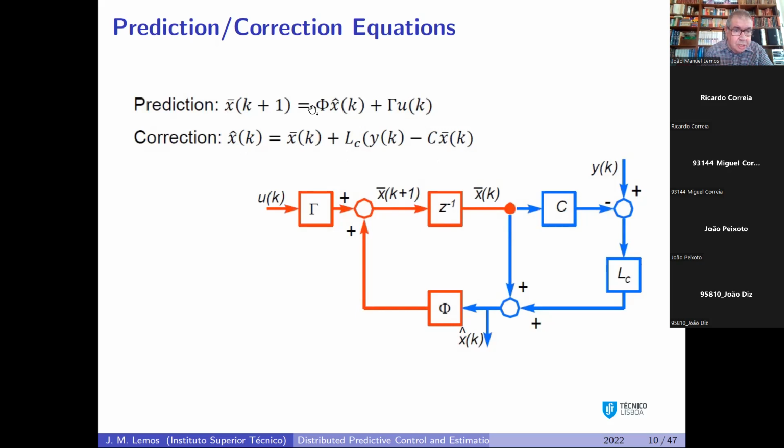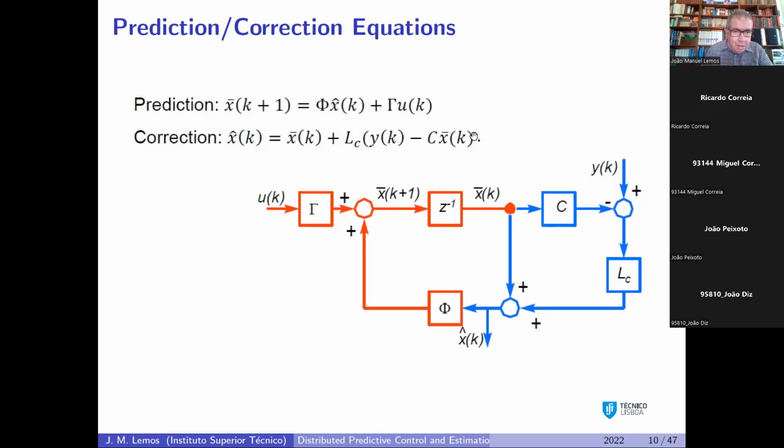Now, these two equations, algebraically, you can recover both observers that we have before. If you eliminate x hat and just express everything on x bar, the predictive observer, you will get the equation for the predictive observer. If you eliminate x bar and express everything on x hat in this equation, then you get just the equation of the filtering observer that we have presented in the previous slide. Okay?